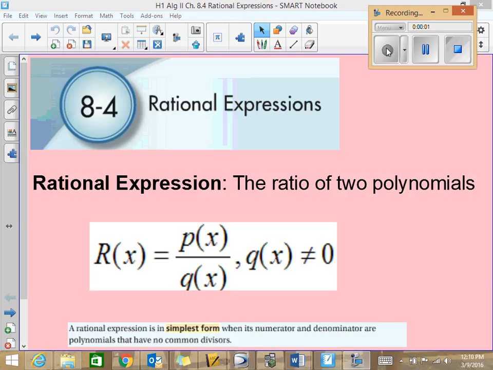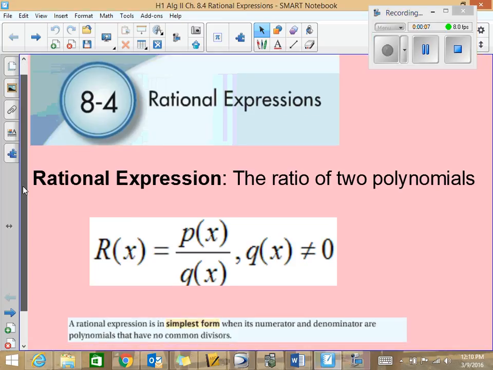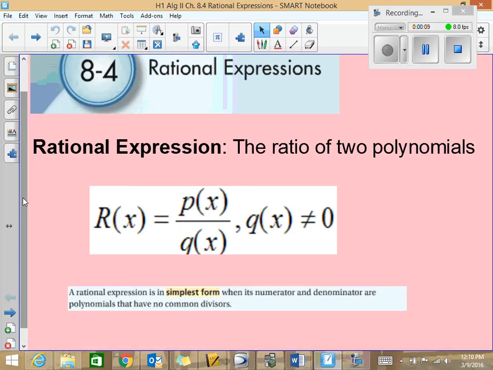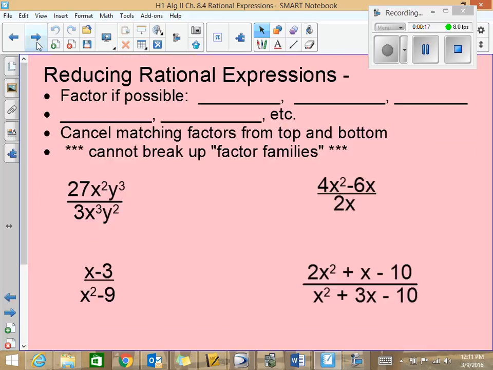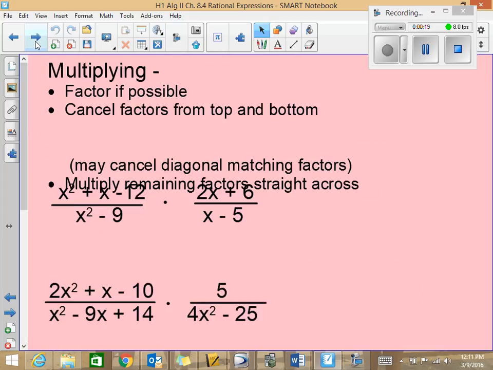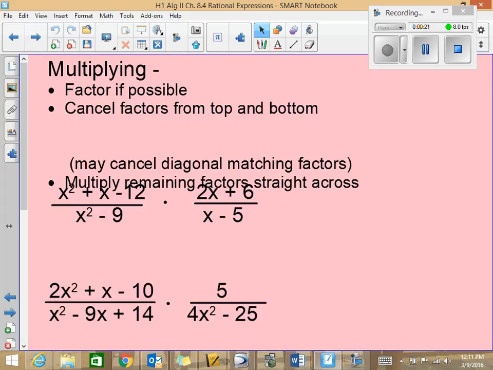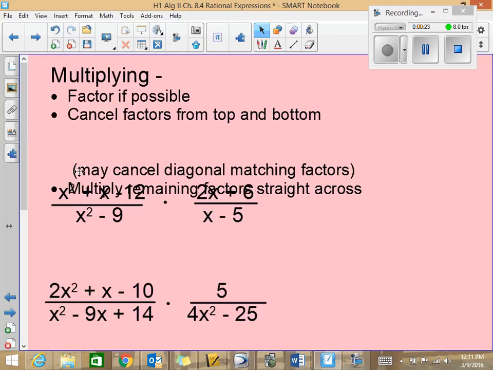Notes from last time. We're just going over the next 2 pages. So remember we talked about rational expressions as 2 polynomials on top of each other. So numerator and denominator have variables. So our homework was simplifying them. And that's what we talked about last class. Today we're talking about multiplying and dividing.